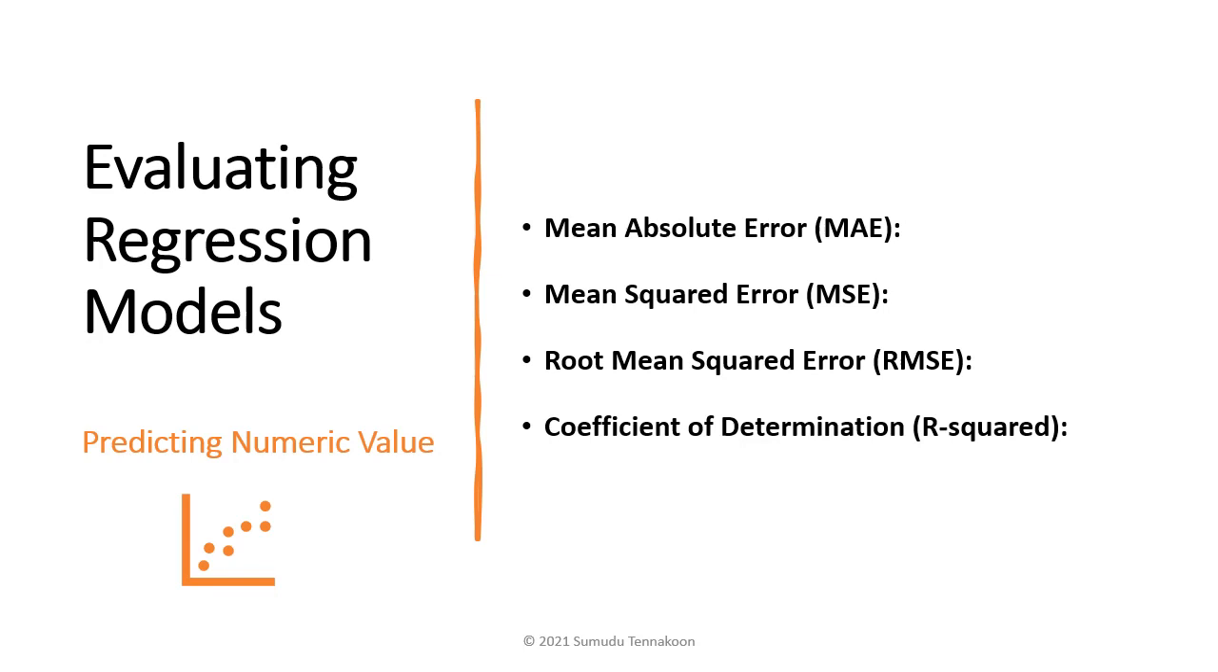The usage is simpler than the classifier methods. The first one is mean absolute error, and then mean squared error, root mean squared error, and the coefficient of determination, or R squared, commonly known as the goodness of fit.